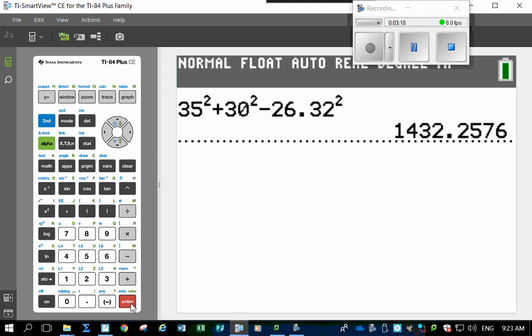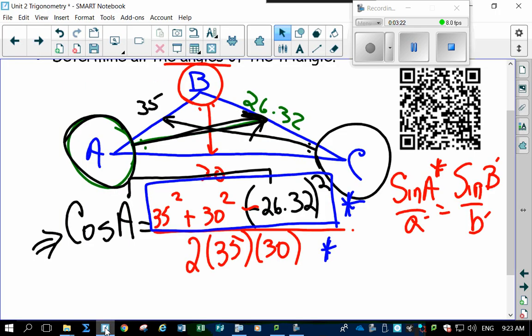Now, we have to divide it by the bottom. And if you look at this, the bottom is 2 times 35 times 30. Look how the order matters here. That one's first, that one's second. That one's first, that one's second. Meaning that that's the A term that goes with cosine A. Leave that out. You only see this 35 and 30 twice. That's kind of a little interesting thing to know about cosine law, okay?